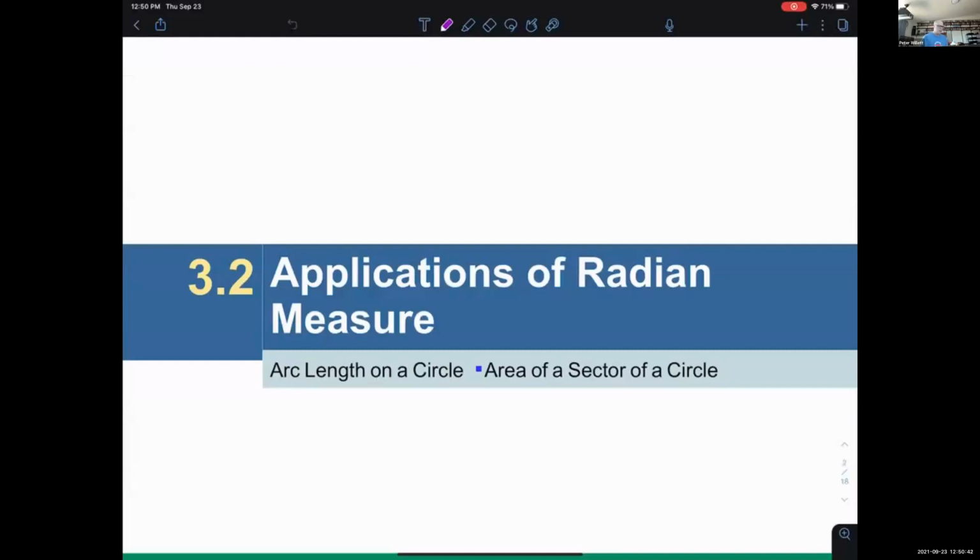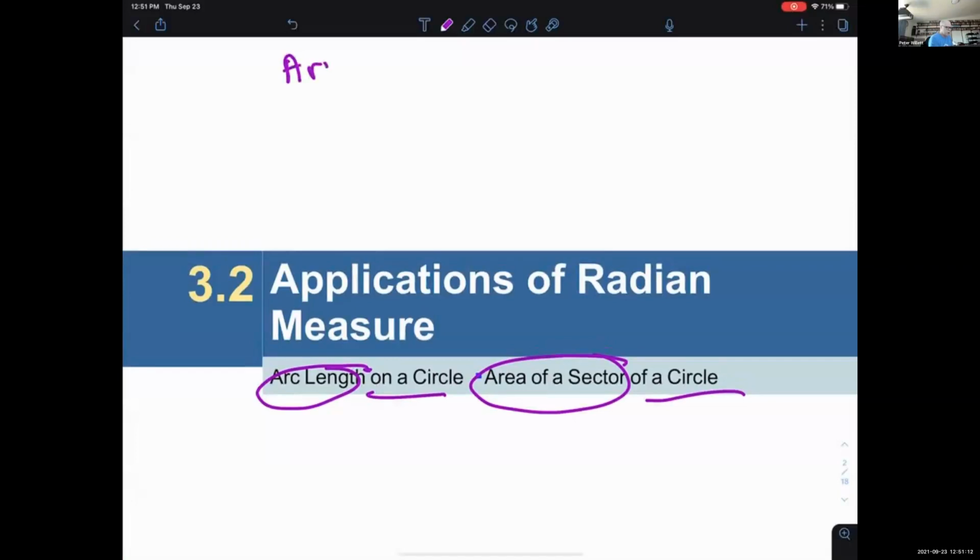There's two things that we're going to want to introduce. One is the arc length on a circle, and the other is the area of a sector of a circle. Just briefly, before we go into their definitions and word problems and examples, let me illustrate what these two things are. Then we'll look at the formulas and how to use them in real world situations. So first, arc length.